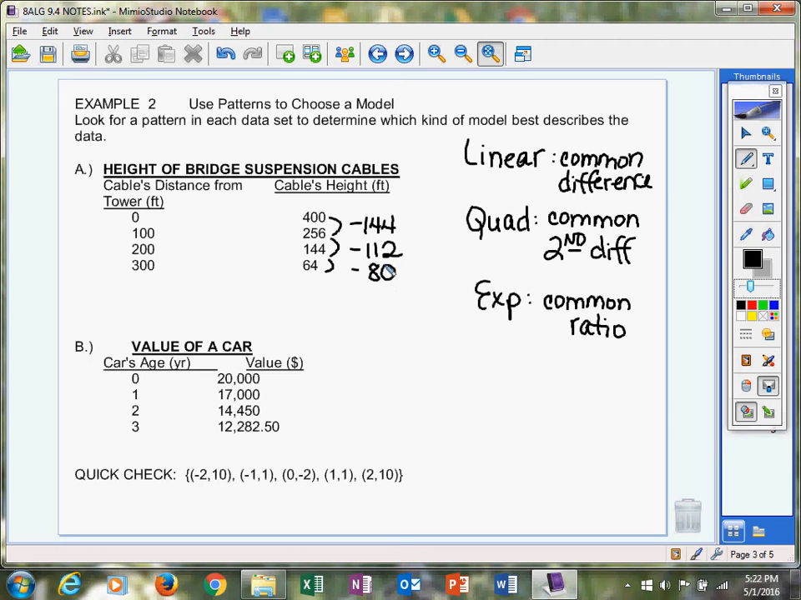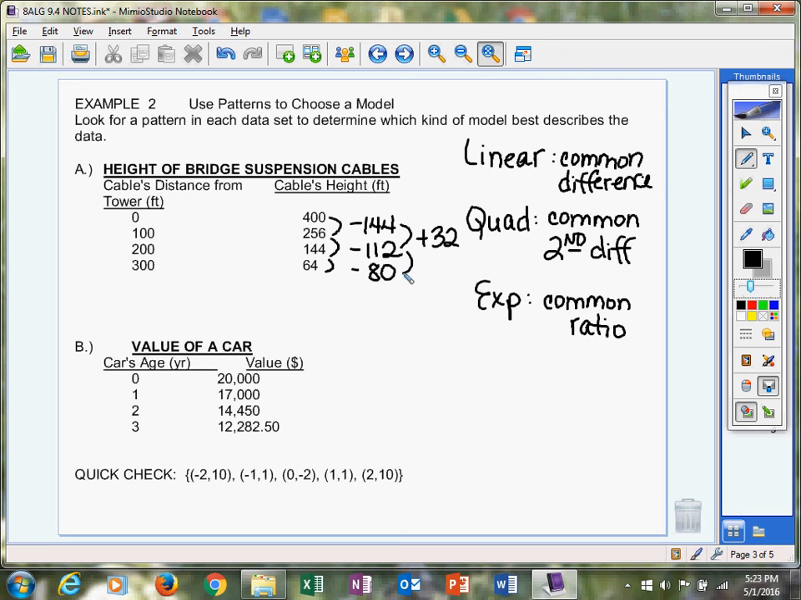So let's check for a common second difference, because I have a very strong suspicion, 99% sure this is going to be quadratic. So negative 144 minus a negative 112. I want to find the difference between these two. So I'm going to add 32. Negative 144 plus 32 is going to give me negative 112.